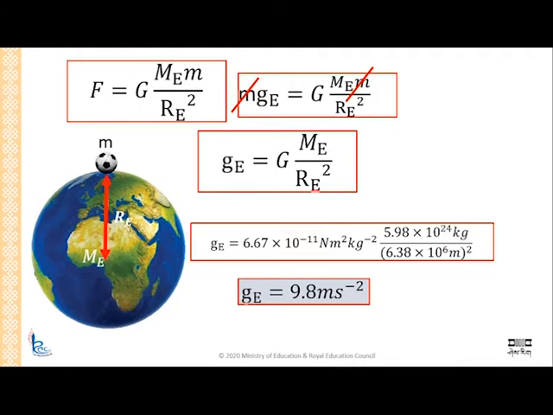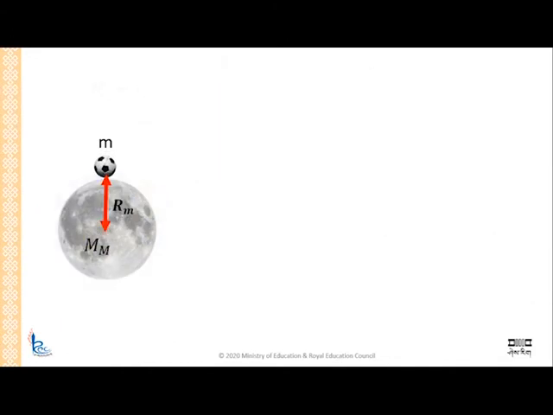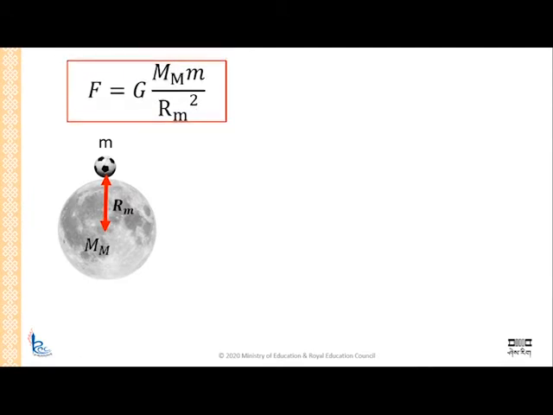So this is the value with which the earth pulls everything towards itself for the objects that are lying on the surface of the earth. So this is true only on the surface of the earth. Now similarly, let's find out the force of attraction on the surface of the moon. So for the moon also, we have F is equal to G M over R_m square.